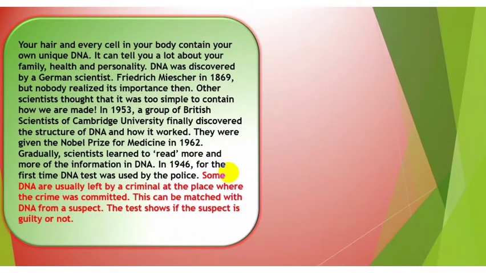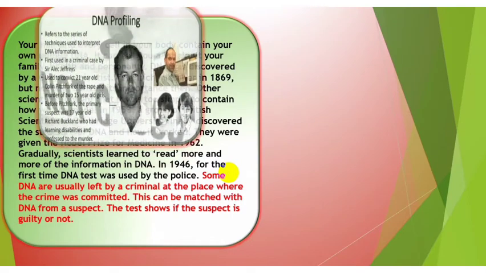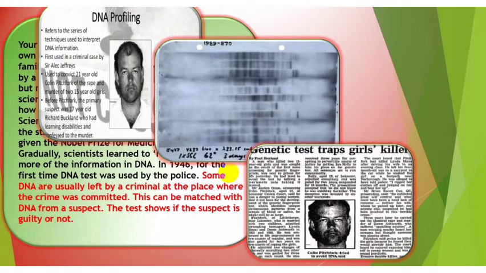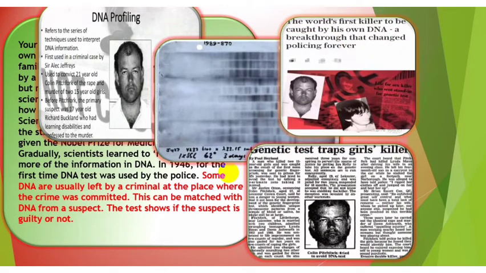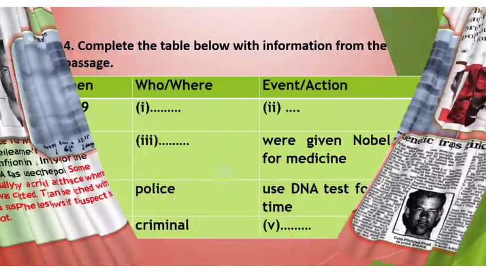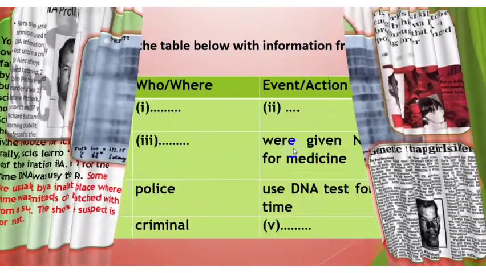Some DNA is usually left by a criminal at the place where the crime was committed. This can be matched with DNA from a suspect. The test shows if the suspect is guilty or not. Here you see a suspect's picture from the time when DNA was discovered, and with the help of DNA testing, the police arrested him. So that is our total passage. Now go through some exercises.